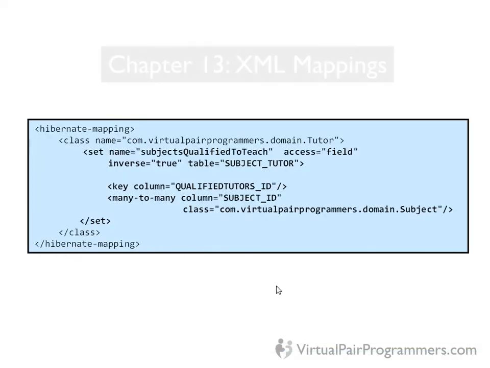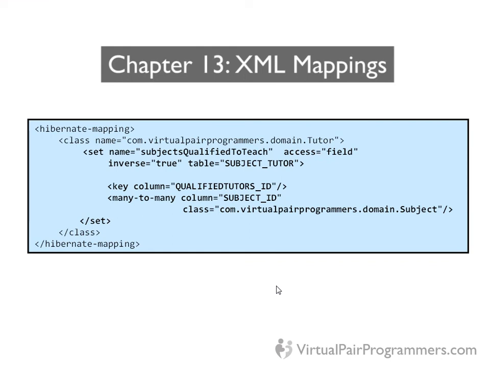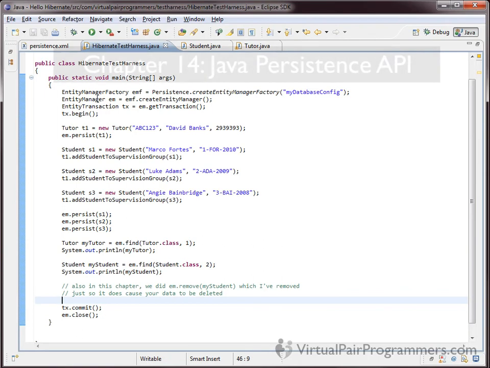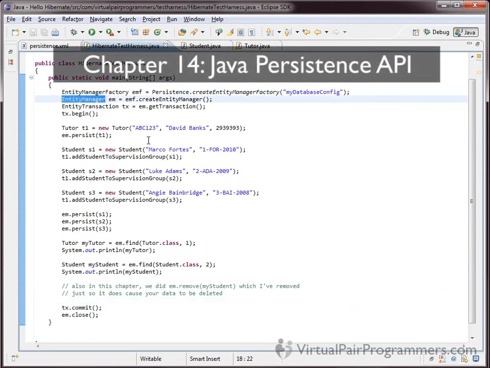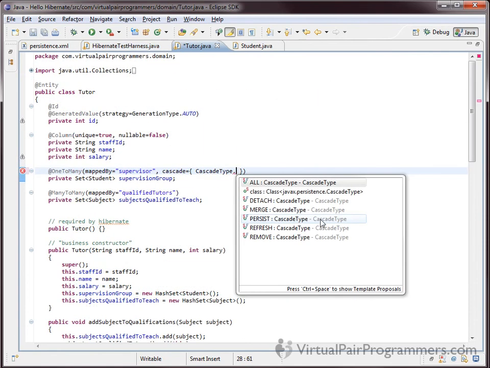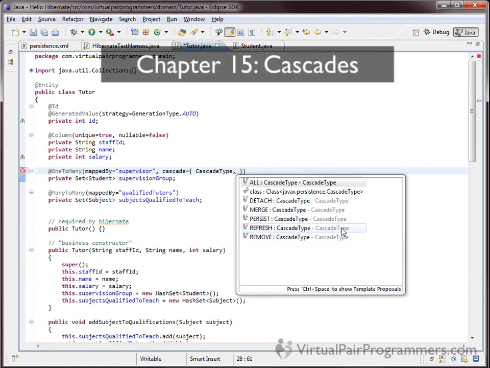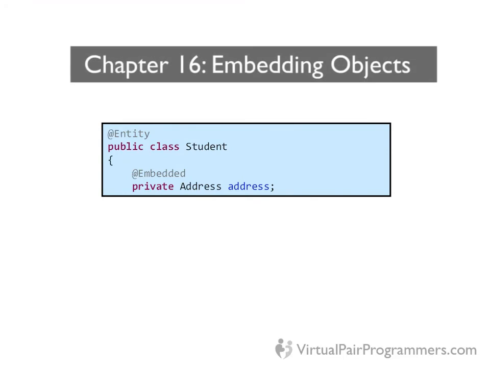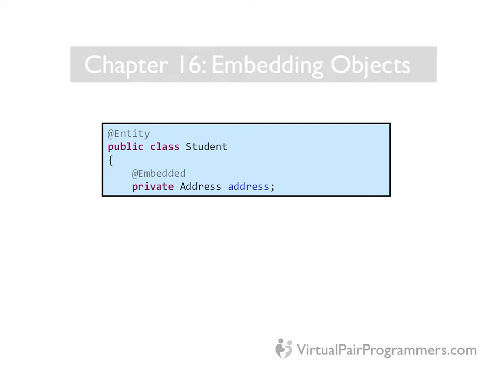In Chapter 13, a boring chapter, we look at how you can configure Hibernate using XML instead of annotations. This is a bit of a legacy concept, but some projects still do it. In Chapter 14, I'll introduce the Java Persistence API, or JPA. It's very closely related to Hibernate. I'll explain the differences. From here on, we start to get a little more advanced. In 15, we'll look at cascading. In Chapter 16, we'll look at embedding objects. That's what to do when your classes aren't the same as your tables.